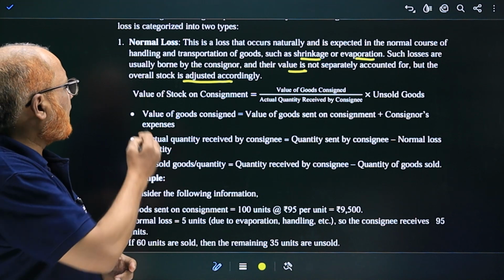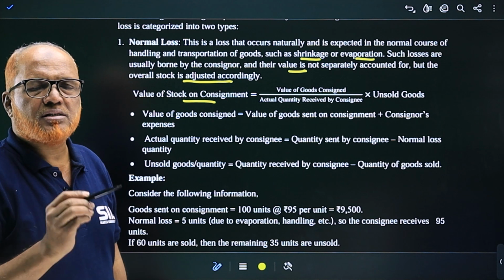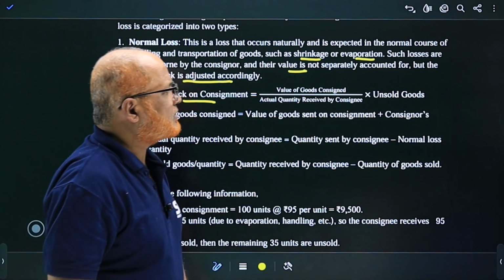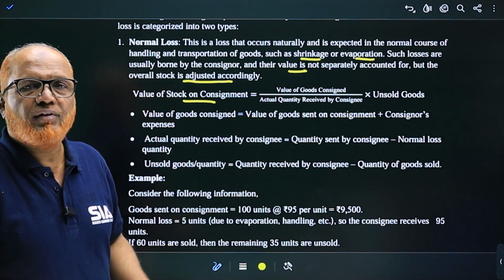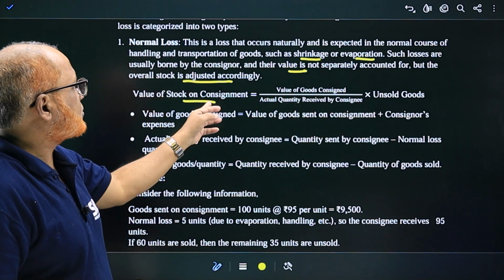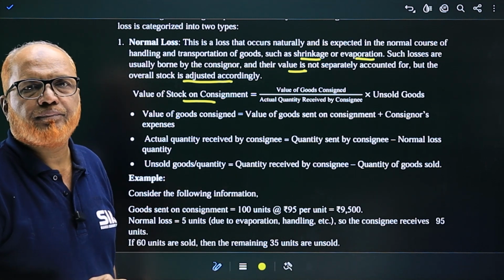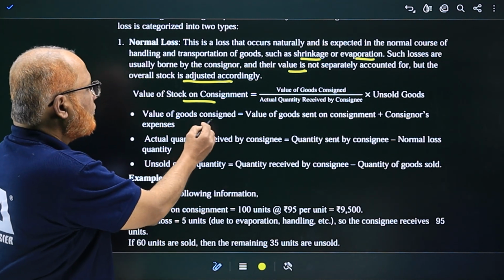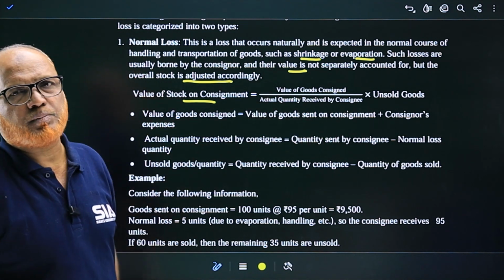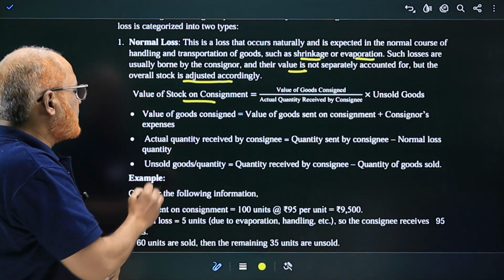Now, how to calculate the value of stock on consignment? If there is some loss, then value of unsold stock is value of goods consigned divided by actual quantity received, into unsold goods. We want to calculate the value of unsold goods, so in that case, value of stock will be calculated by this formula. After considering the normal loss, value of goods consigned is equal to value of goods sent on consignment plus consignor's expenses. Direct expense incurred by the consignor, that is the value of goods consigned.